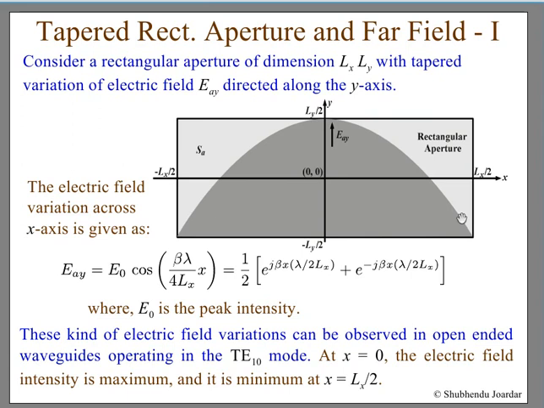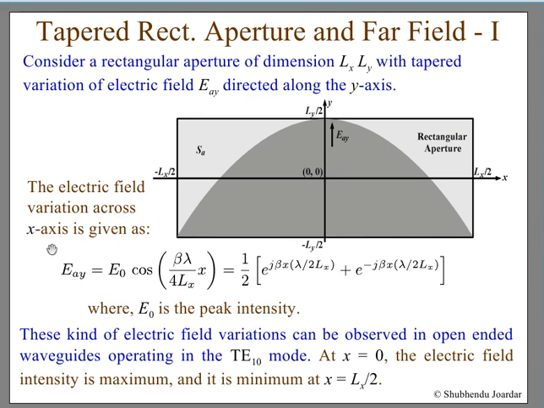So this has some advantages over the uniform illumination, in that the discontinuity generating a lot of side lobes will be reduced in this case. And that is why they do the tapering. Tapering is done for that. Now here again you have the same aperture of minus Lx by 2 to Lx by 2, with Lx Ly as the aperture area, and electric field EAY is directed along the y-axis. This is the y-axis along which EAY is directed.